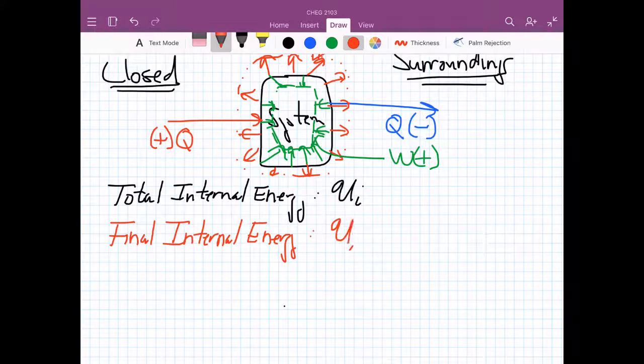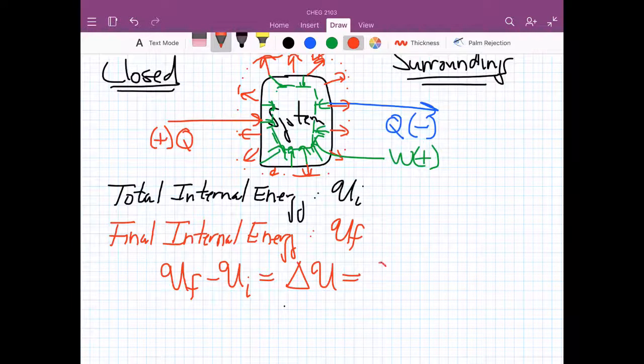which I'll denote as U final. So if I take the difference between those two states, the final internal energy of the system after I've added or subtracted all of the energy through heat or work that I want, I can write U final minus U initial, which we'll say is delta U, is equal to all of the heat that I added over the entire thing, or removed, plus all of the work that I added or removed from the system.